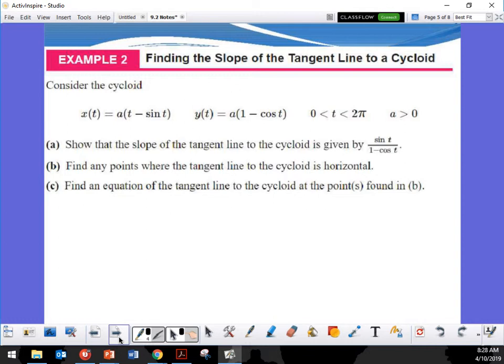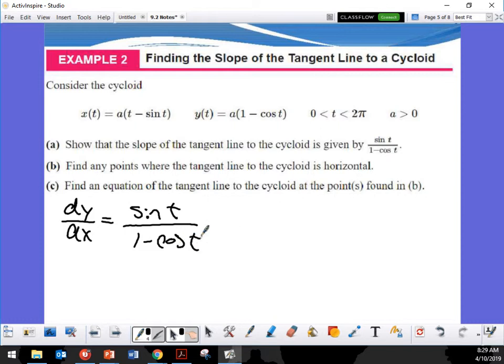Show that the slope of the tangent line to the cycloid is given by that. So the slope, that means that dy/dx is sine of t over 1 minus cosine of t.